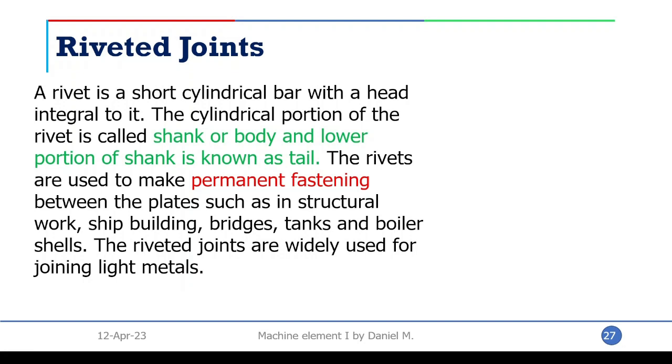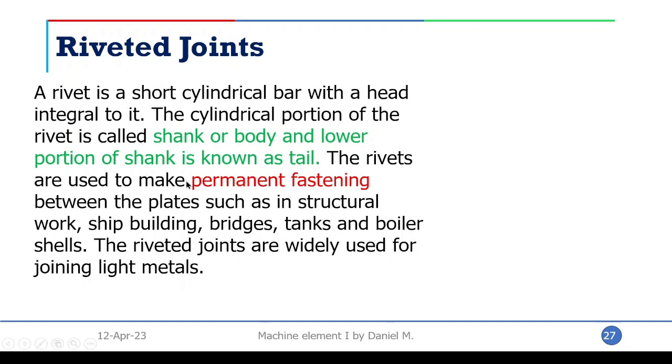Let's begin by defining what rivet is. Rivet is a short cylindrical bar with a head integral to it. That means the head is manufactured with the body and with its tail. The cylindrical portion of the rivet is called a shank, or it can be called a body. The lower portion of the shank is known as tail.